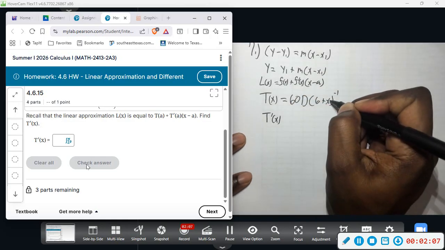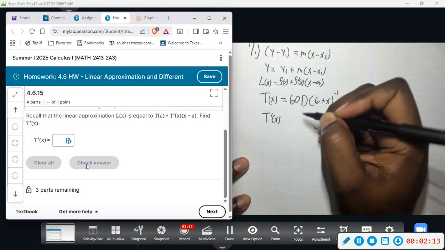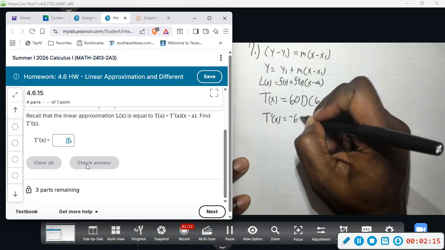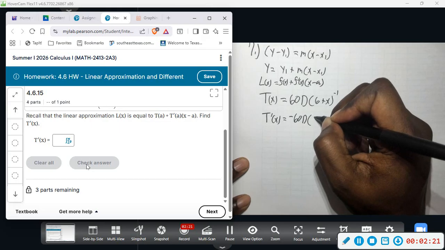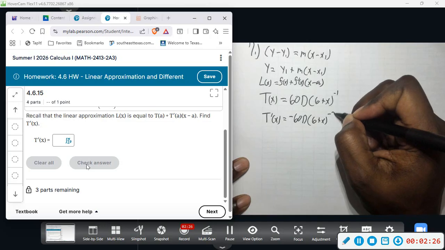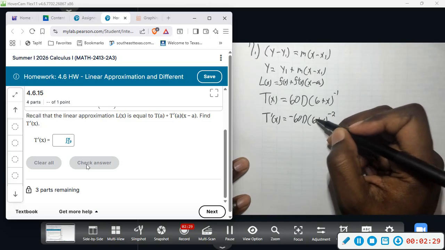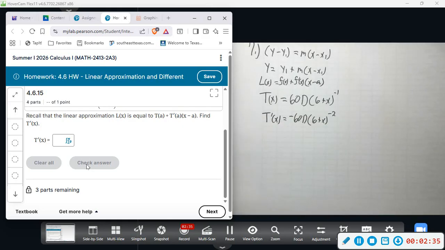The only variable we're doing this in terms of is x. We're going to use the power rule, so multiply times the negative 1. So this will be a negative 60d. Leave the inside alone using the chain rule, and then subtract 1, so it'll be a negative 2. And then the derivative of the inside will be 0 plus 1, which is just times 1. So here's our derivative for part 1. I do not believe that it's case sensitive.